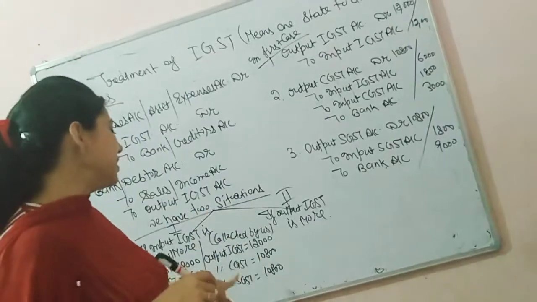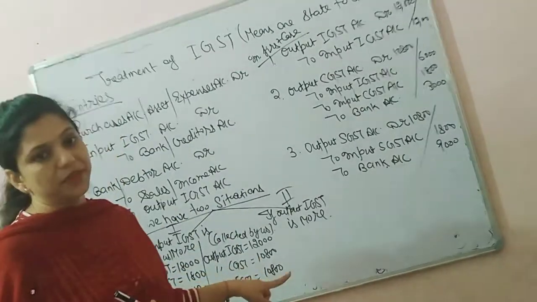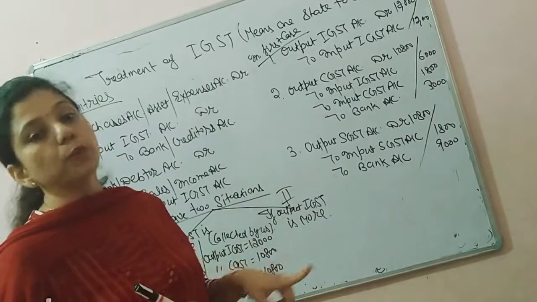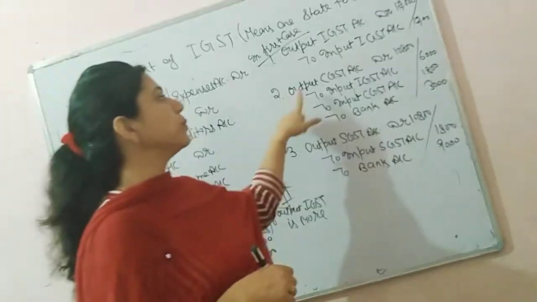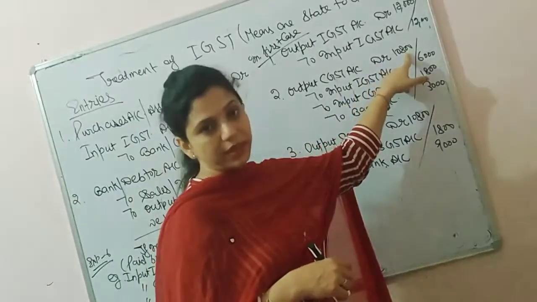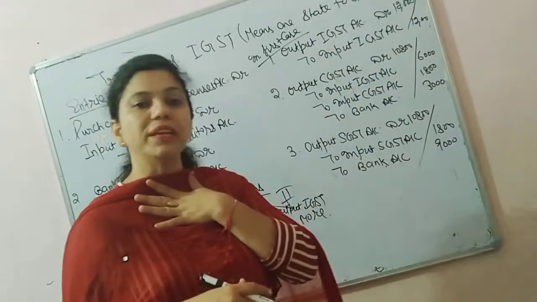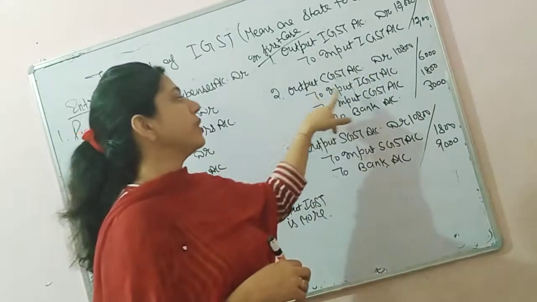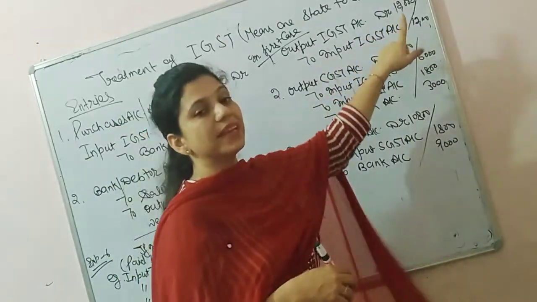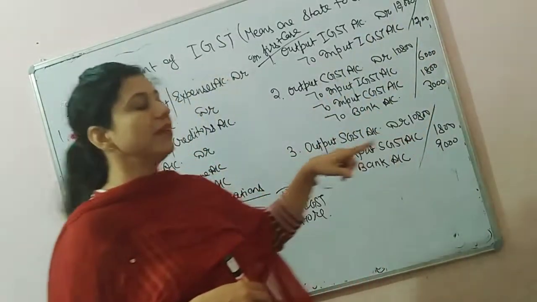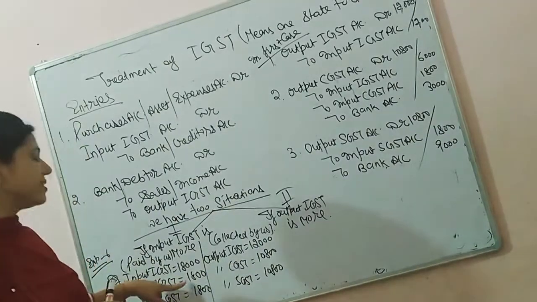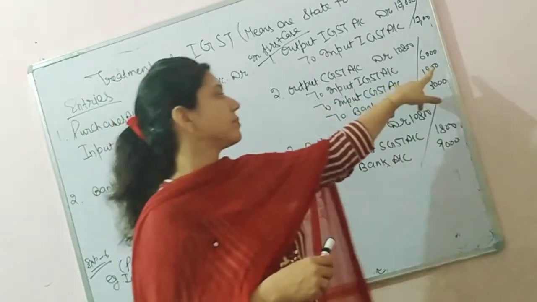So, we can cover it from output CGST. We can cover it from output CGST. So, output CGST account is 10,800. With that, we will cover our loss. So, input IGST account balance left is 6,000. After that, we will cover input CGST 1,800.